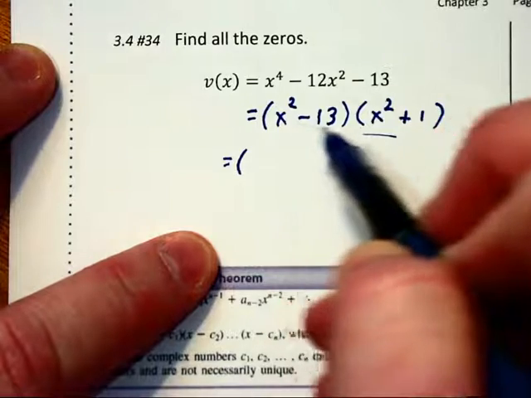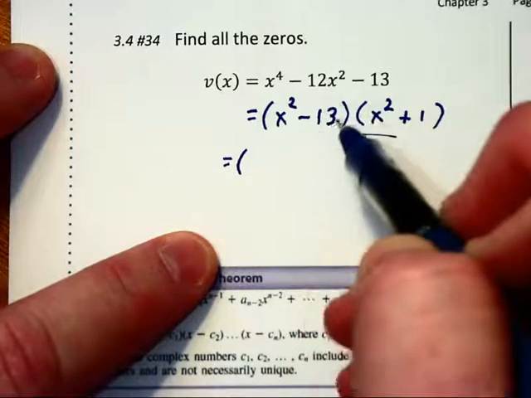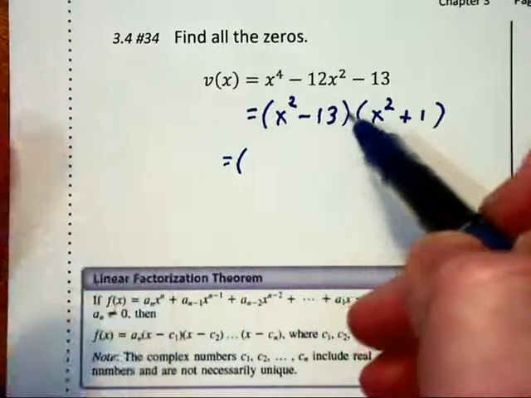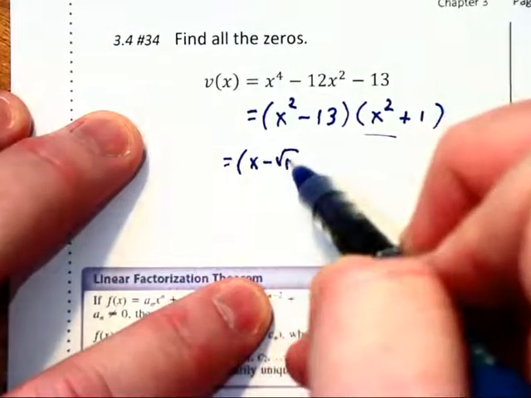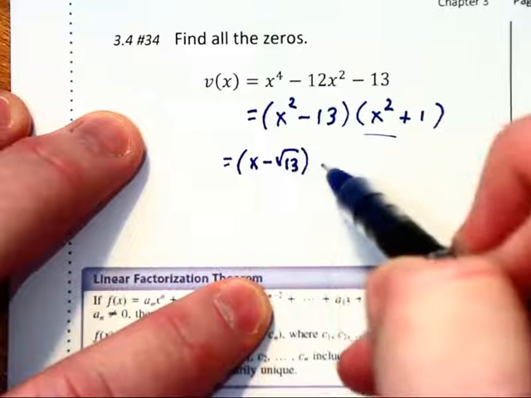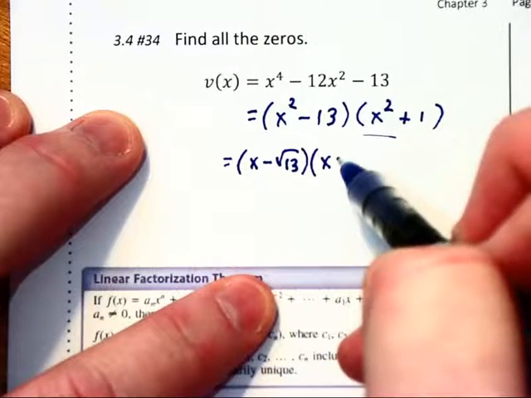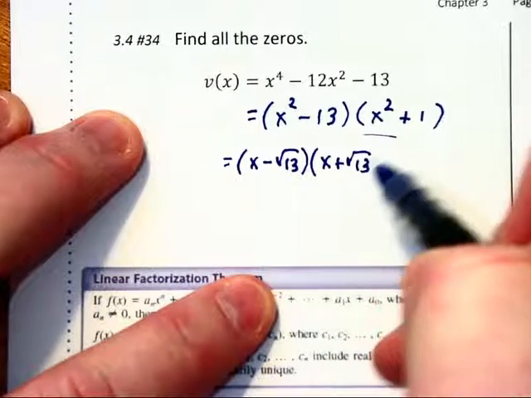This is the difference of two squares, even though 13 is not our favorite square. But if the shoe don't fit, force it. So we're going to have x minus root 13. See what I mean by force it? x minus root 13 and x plus root 13.